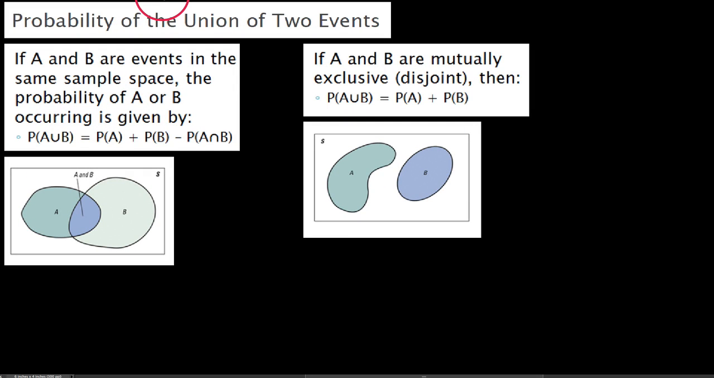Okay, YouTube, in my last video we looked at some basic premises of probabilities. In this video we're going to look specifically at the probability of the union of two events. And so let's go ahead and confront what we mean by this. We say if A and B are events in the sample space.